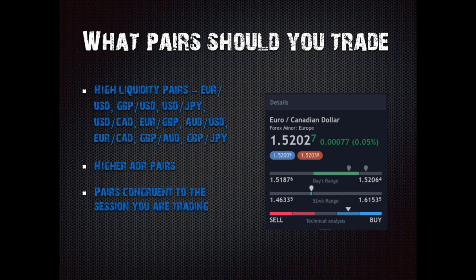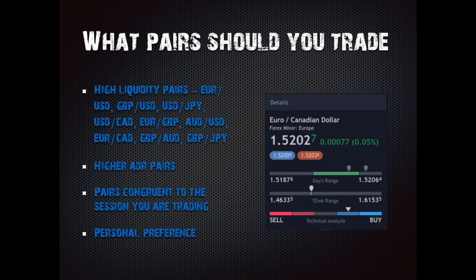And lastly, you want to get pairs that are congruent to the session that you're trading. If you are trading the London session, you want to trade pairs that move during the London session, so that would mean Euro and Pound pairs. If you're trading the US session, then you want pairs that move during that session, which is USD pairs and CAD pairs. So it's very important that when you are trading any specific session, you pick the pairs that actually move within that session.